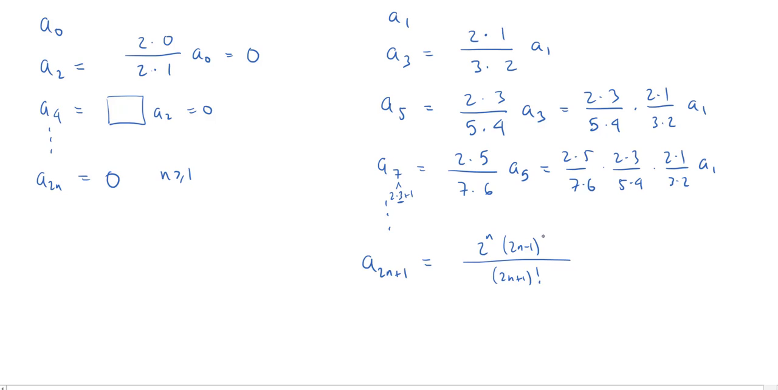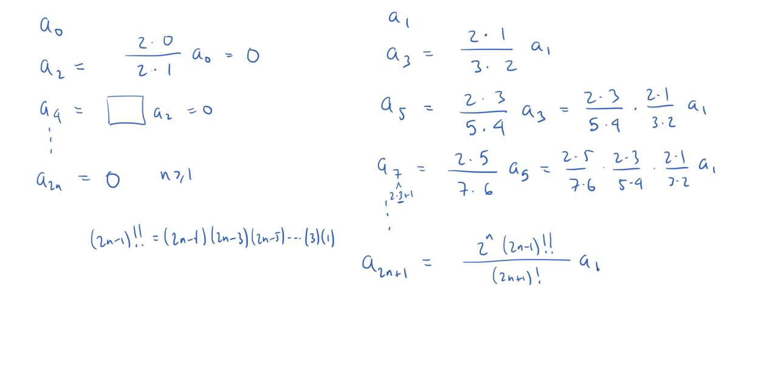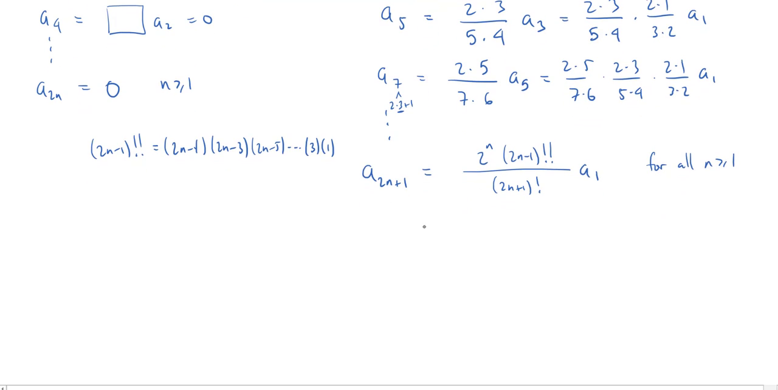There is a common notation for this. I call it double factorial. When you write 2n minus 1 double factorial, this means you start at 2n minus 1, and then you drop down by 2 each time. So then 2n minus 5, and you keep going until you get down to 3 and then 1. And then we have an a1 over here. Let me add in here for all n at least 1. I'd like to do one more simplification.